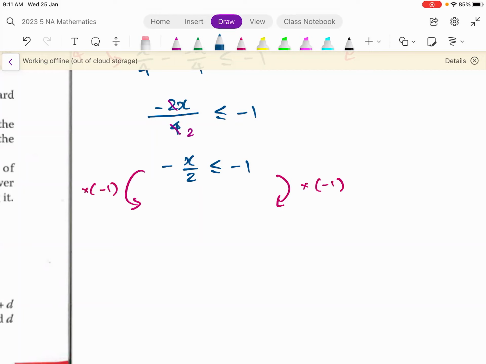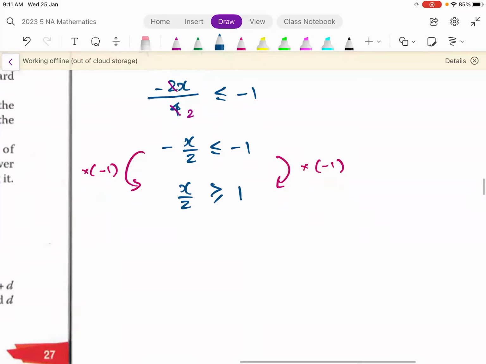When I do that, immediately I change my sign first. When I multiply or divide by negative 1, I don't evaluate it first. I quickly change the sign first. I don't want myself to make careless mistakes and forget about it. So change already. And now I'm left with x over 2 with 1 on the other side. Now this is x over 2 greater than or equal to 1. I want to remove the divide by 2, so I need to reverse it to multiply by 2.